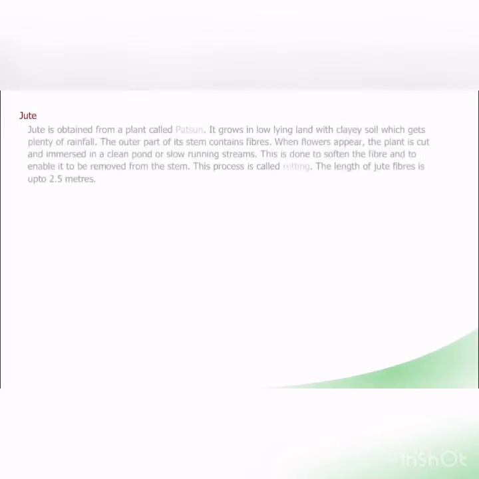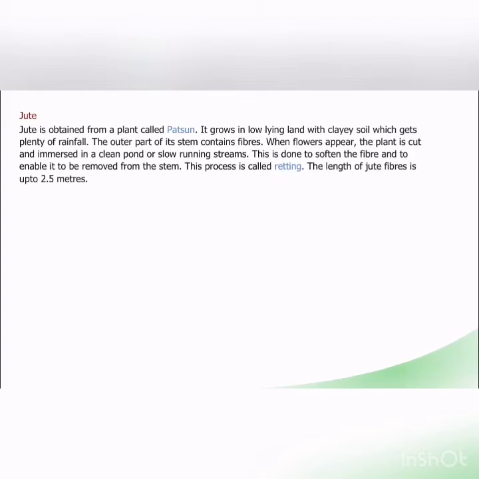Jute. Jute is obtained from a plant called patsan. It grows in low-lying land with clayey soil which gets plenty of rainfall. The outer part of its stem contains fibers. When flowers appear, the plant is cut and immersed in a clean pond or slow-running streams. This is done to soften the fiber and to enable it to be removed from the stem. This process is called retting.